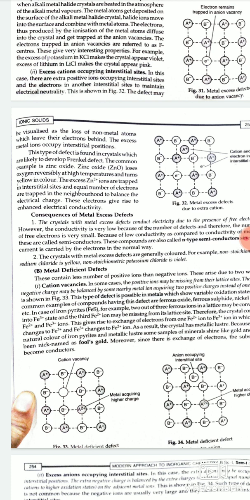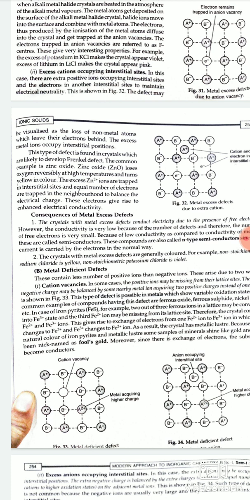Second, the crystals with metal excess defects are generally colored. For example, non-stoichiometric sodium chloride is yellow, and non-stoichiometric potassium chloride is violet. Second is metal deficient defects. These contain fewer positive ions than negative ions. These arise in two ways.